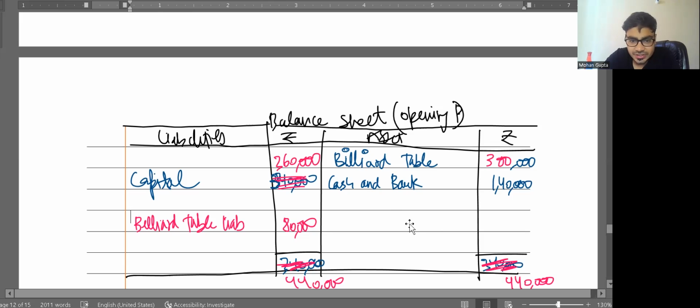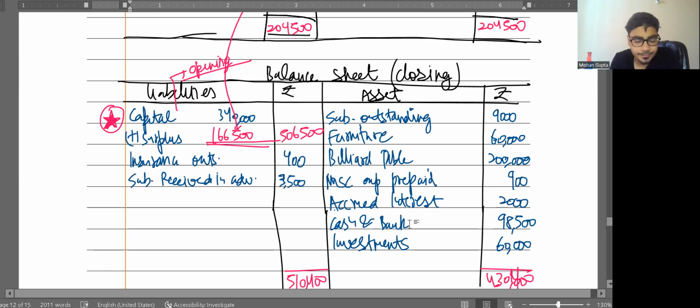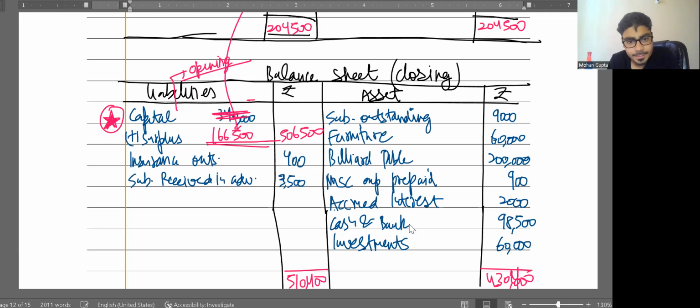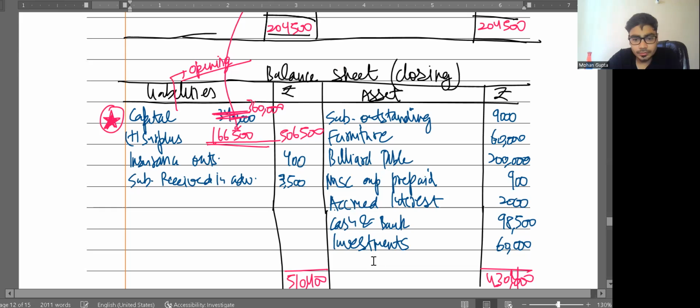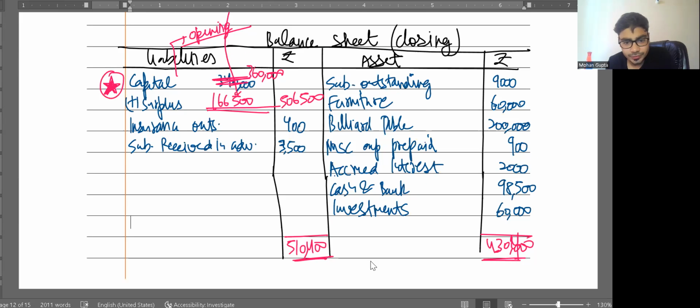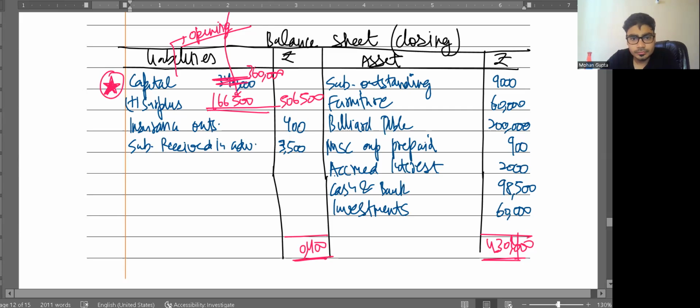And when we do these changes, we write 360 here. Our balance sheet increases by 40,000, so we get 550 and billiard table. Just calculate this amount again. Three lakhs. 4,66,500. 466,500 is the total.